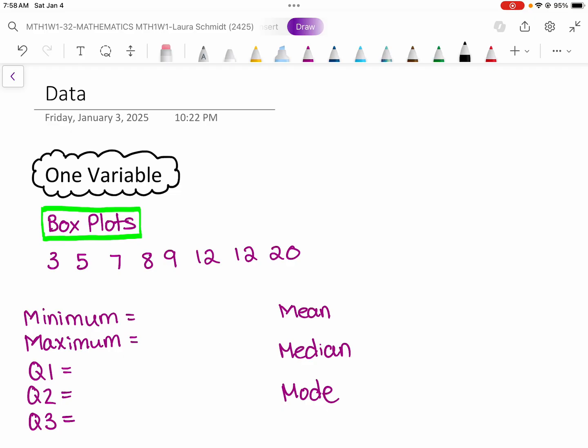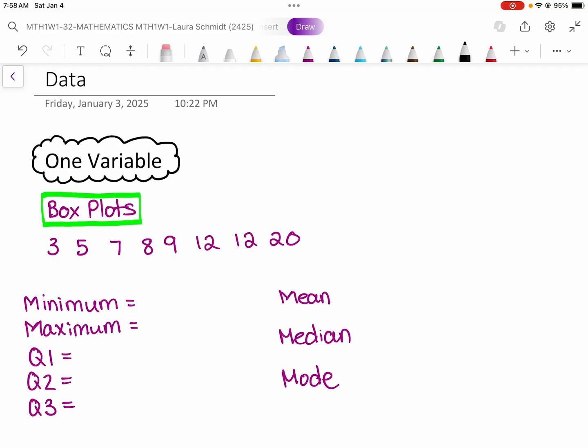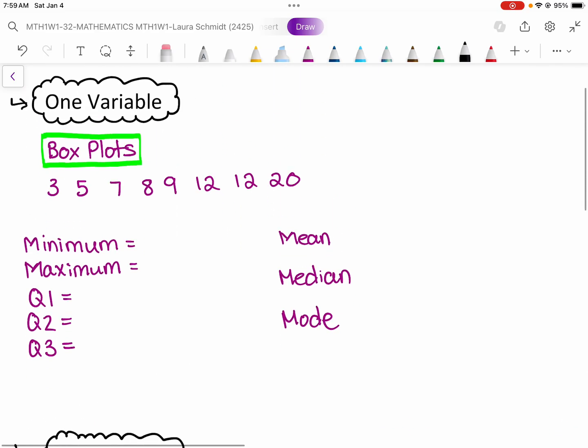So everything we did from data was kind of separated into two sections. We had one variable data and we had two variable data. In one variable data, that's where you're just looking at one thing, like maybe you're comparing different colors or ages of people or shoe sizes. And you want to figure out how to represent and analyze and compare the data. So you can use different tools to do that.